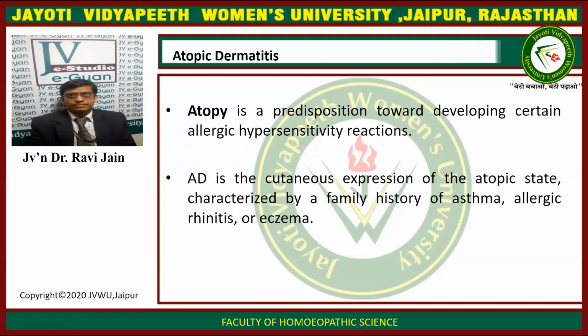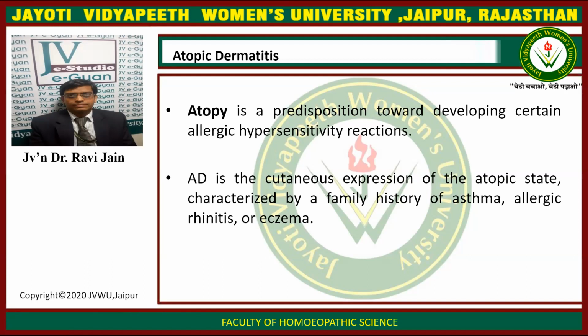What is atopic dermatitis? Before atopic dermatitis, we have to understand what is atopy. Atopy is a predisposition towards developing certain allergic hypersensitivity reactions. Atopic dermatitis is the cutaneous expression of the atopic state that is characterized by a family history of asthma, allergic rhinitis, or eczema.